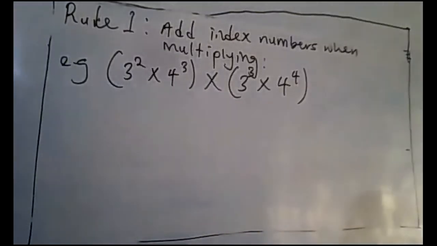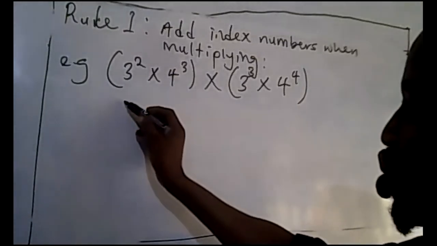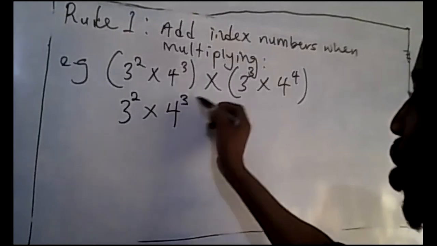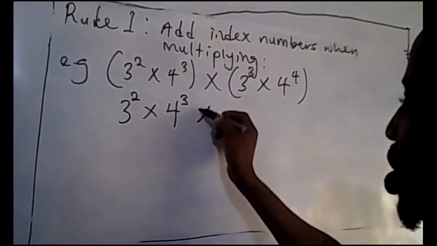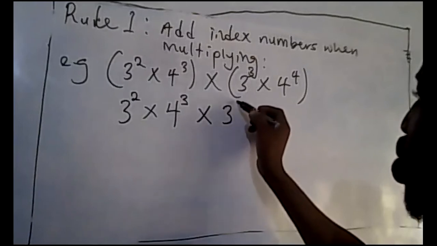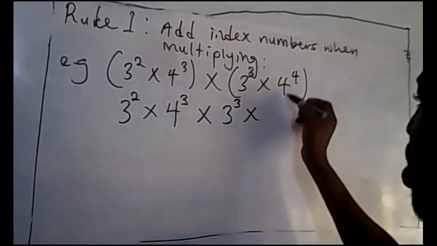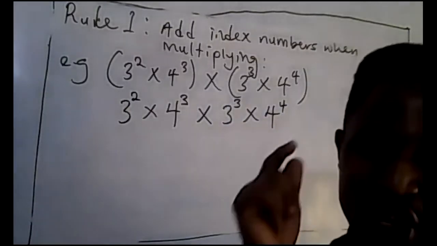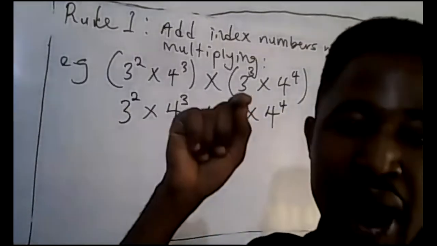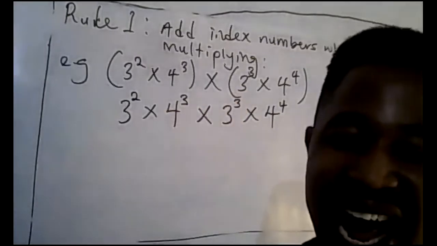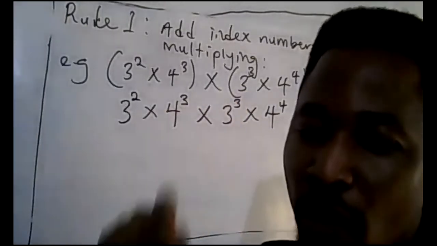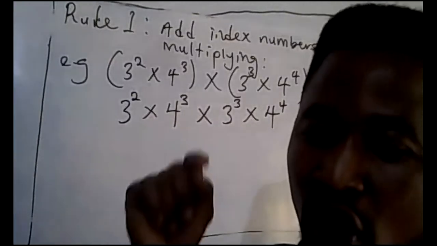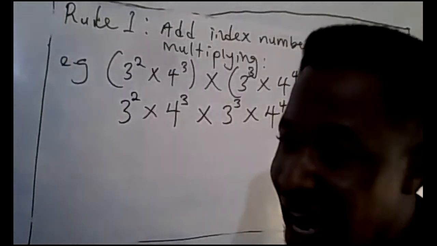Let me show you how that is done. Open up the bracket first. You have 3 raised to power 2 times 4 raised to power 3 times 3 raised to power 3 times 4 raised to power 4. Like I said, you add powers of like terms when multiplying.